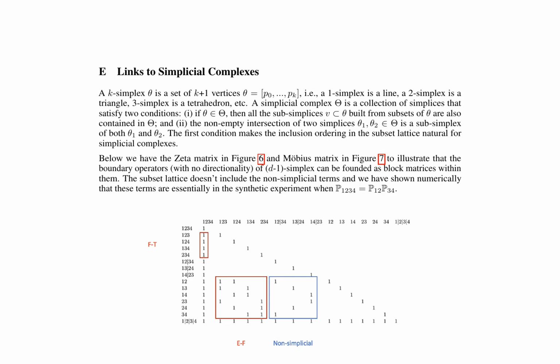In the context of simplicial complexes, a k-simplex is defined as a set of k plus 1 vertices, where a 1-simplex represents a line, a 2-simplex is a triangle, and a 3-simplex is a tetrahedron. A simplicial complex theta is a collection of simplices that satisfy two conditions. If a simplex is an element of theta, then all subsimplices built from subsets of it are also contained in theta. And the nonempty intersection of two simplices theta 1, theta 2 element of theta is a subsimplex of both theta 1 and theta 2.